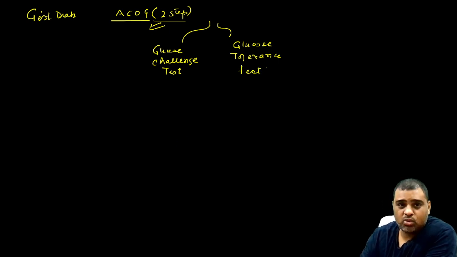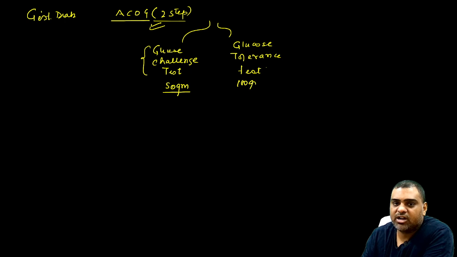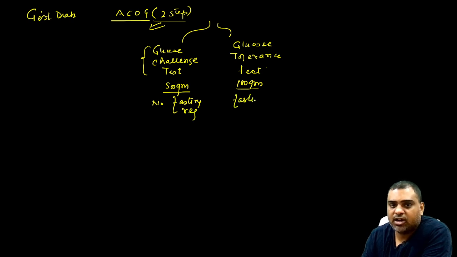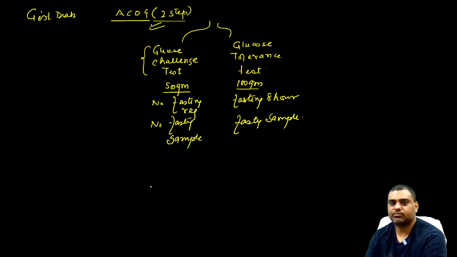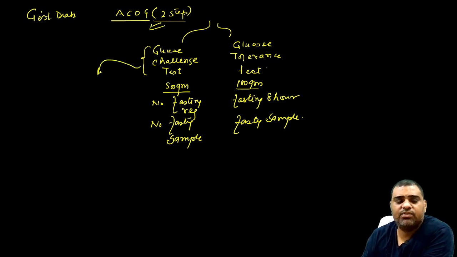In the glucose challenge test, you will give 50 gram of dextrose. In the glucose tolerance test, you will give 100 gram. Here, no fasting is required. Here, fasting is required, 8-hour fasting. Here, no fasting sample is taken, and here, a fasting sample is also taken. Fasting sample means after 8-hour fasting, you have to take the sample. So in the glucose challenge test, you will give 50 gram of dextrose, no fasting is required.